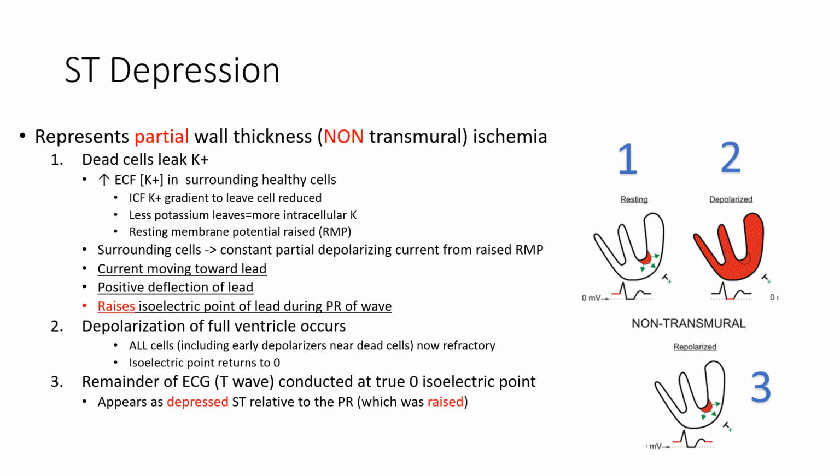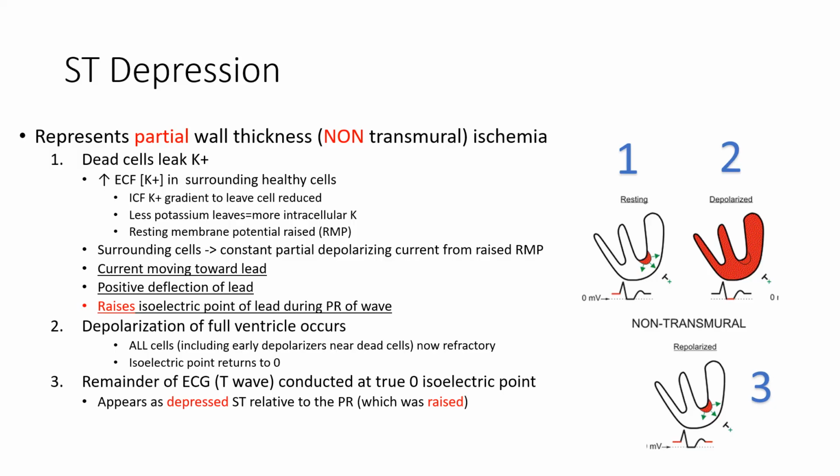Next, we're going to talk about ST segment depression. I'm going to explain why this actually occurs. ST segment depression represents partial wall thickness ischemia, meaning it's bad, it's ischemia, but there is still part of the heart that is alive in that area. So let's review why that is.